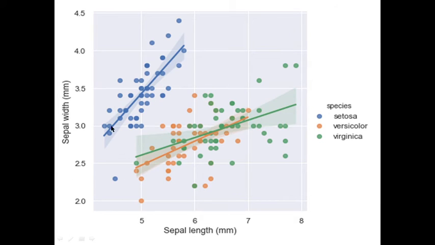See, in this diagram, the length of sepals 5, 6, 7, 8 and the width of sepals in millimeters 2, 2.5, 3, 3.5, 4, 4.5 and the three species Setosa, Versicolor and Virginica.